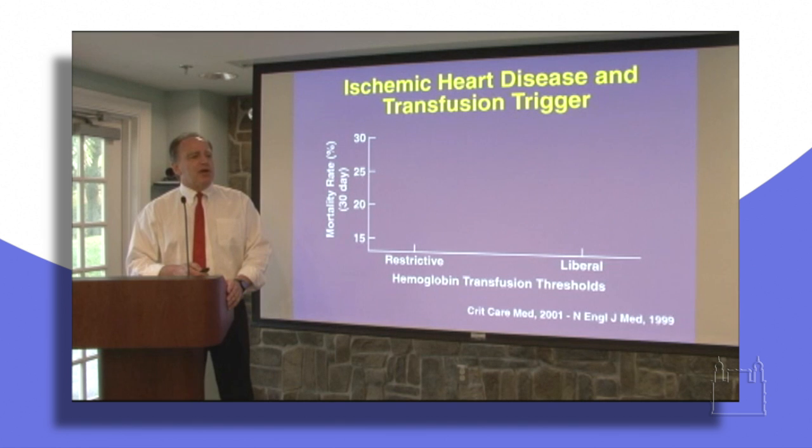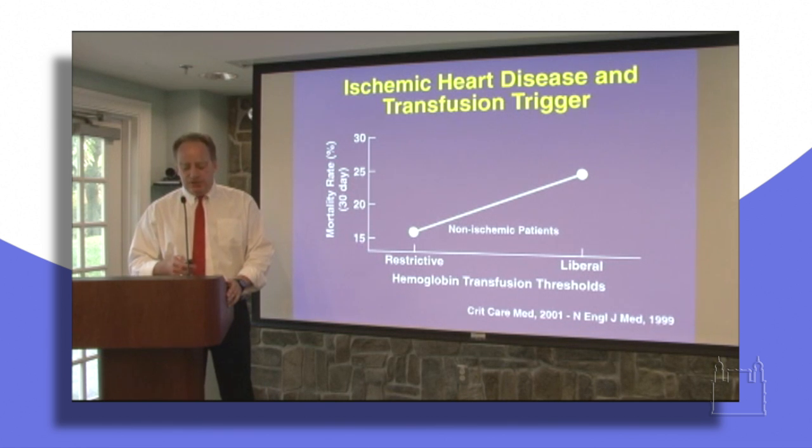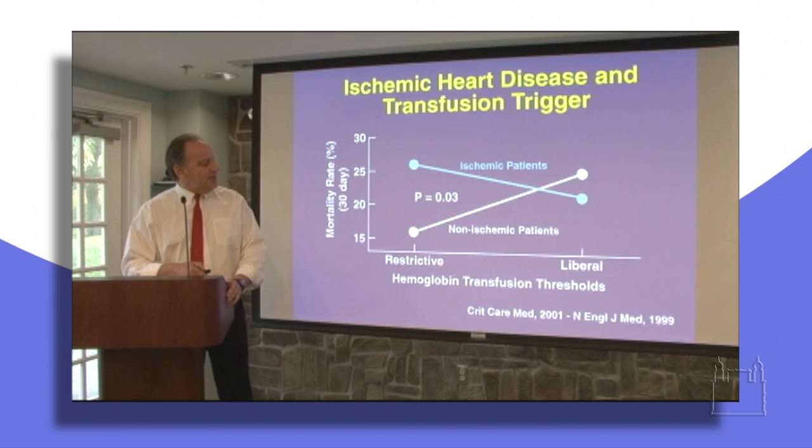So now let's look at this trial based on whether you had ischemic heart disease or not and which transfusion trigger, to see if the misalignment problem is in effect. So in non-ischemic patients, the result is as the overall trial. The ones with a restrictive did better than with a liberal. But now let's look at the ischemic heart patients. They had a significantly different and opposite effect. They did significantly worse if they had been given a restrictive as opposed to a liberal.